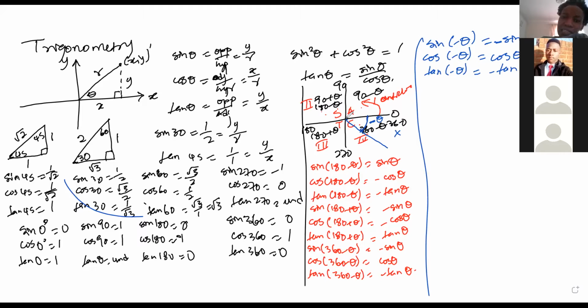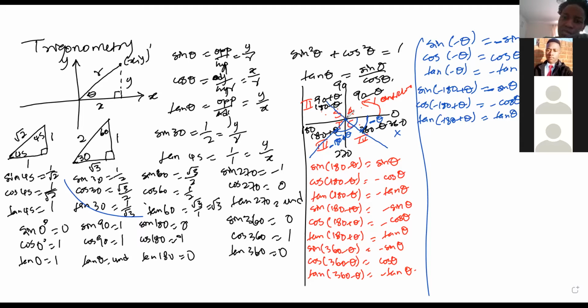Then let's come this side, in the third quadrant. So now we have negative 180 plus theta. Sine negative 180 plus theta is negative sine theta, because sine is negative in the third quadrant. Cos negative 180 plus theta is negative because cos is negative in there. Tan negative 180 plus theta is positive because tan is positive there.